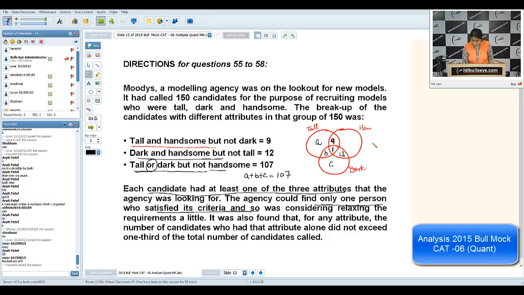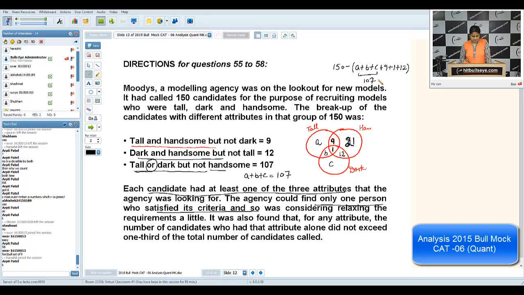That's why, what will be the remaining thing? It will be 150 minus A plus B plus C plus 9 plus 1 plus 12. So it comes out to be, I think, 21. Since we know this value, this is 107. Are you comfortable, Arpit, with these calculations? Now, what was the first question, 55th? What is the minimum number of candidates who had at least 2 of these 3 attributes?